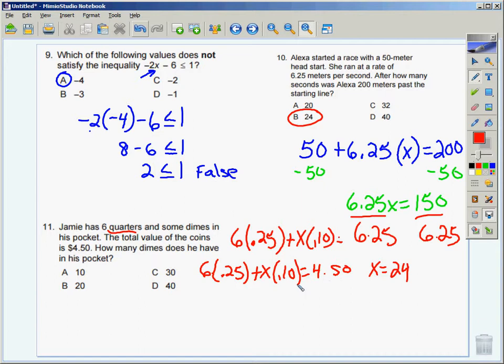Six times 0.25 is going to be $1.50, and I'm just going to go ahead and save some time and subtract that from both sides. It's going to give me x times 0.10 is equal to $3. And if I divide both sides now by 0.10, I'm going to find out that the answer to this one is C, 30. Must have 30 dimes.